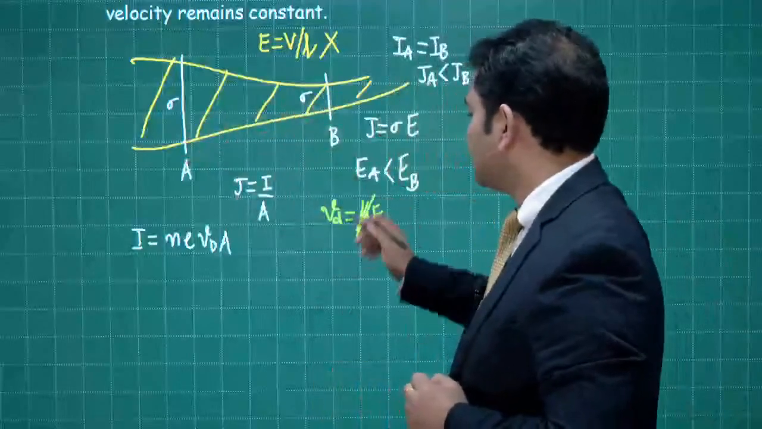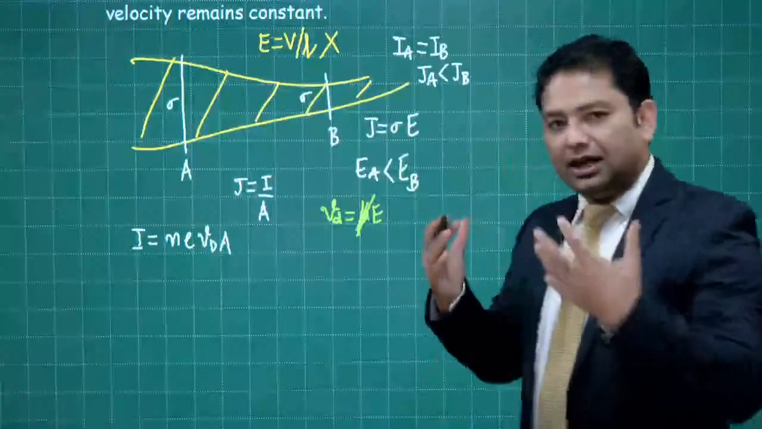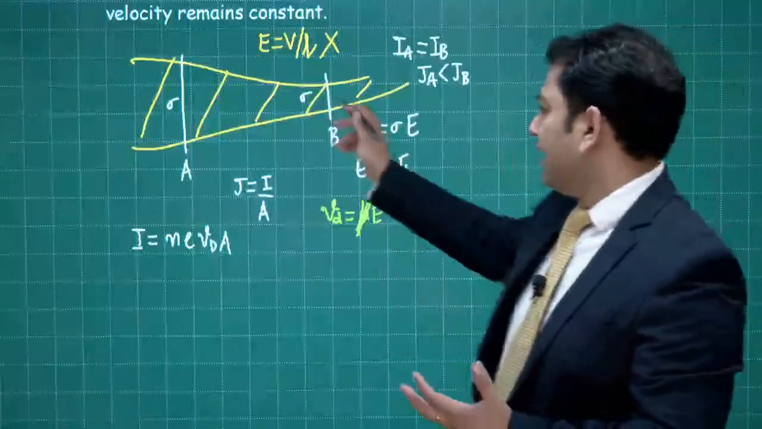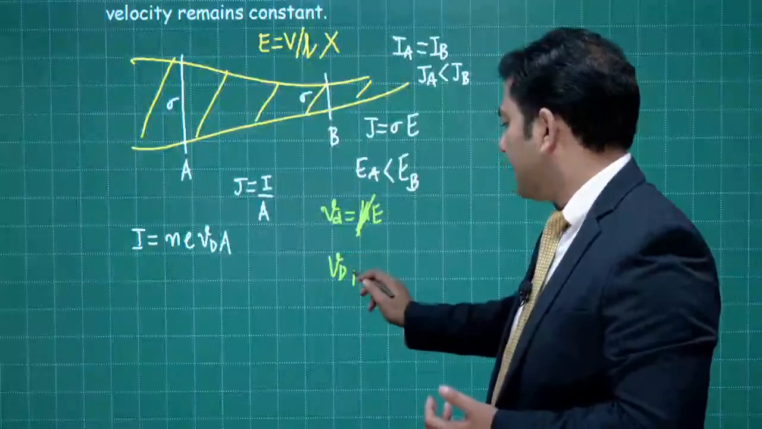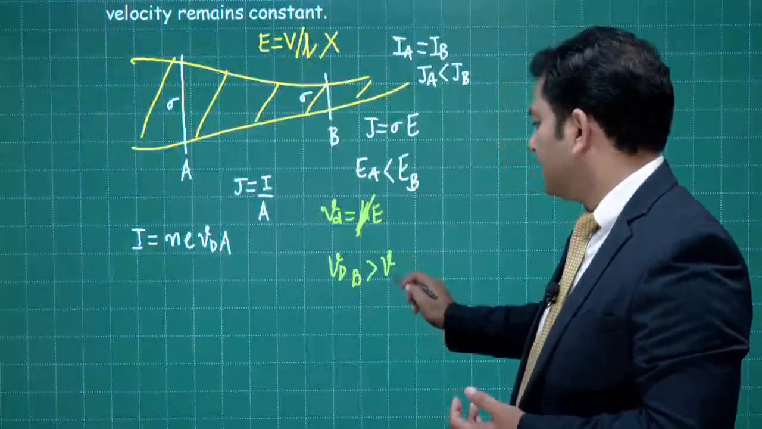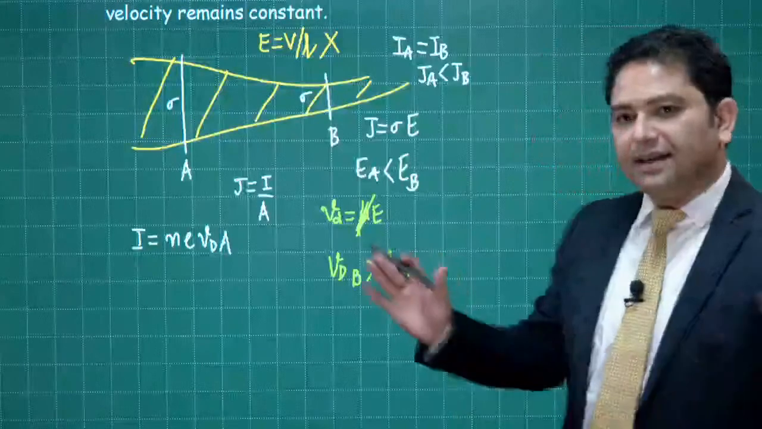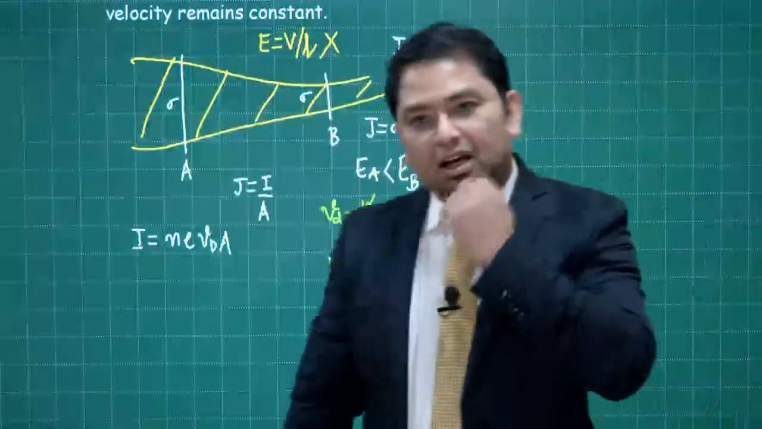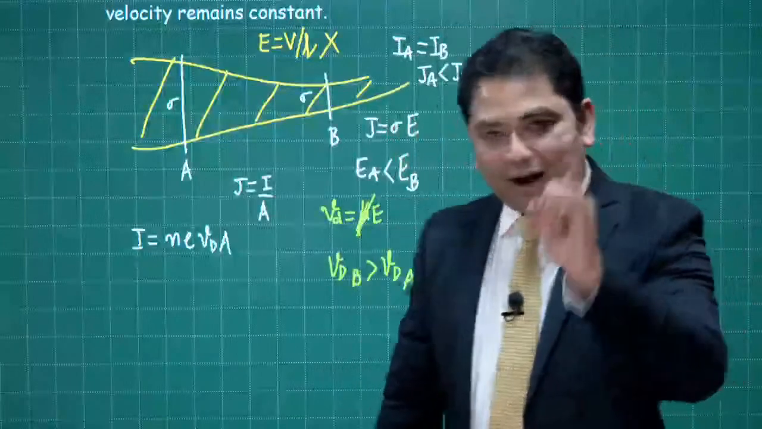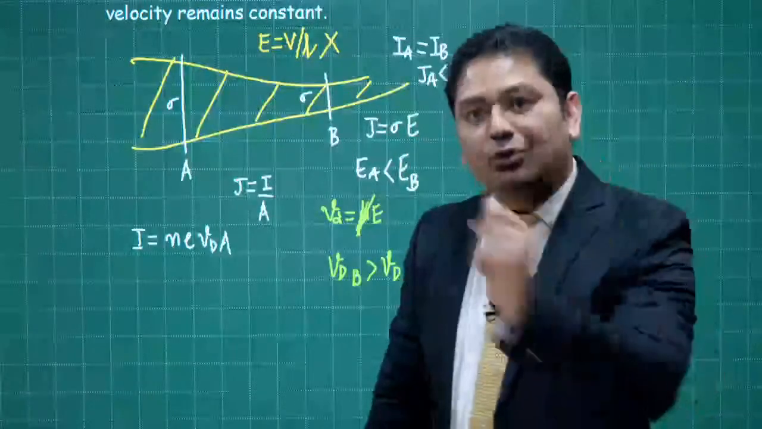So mobility is constant. So the electric field at B is greater. So we say drift velocity at B is greater than drift velocity at A. And that ends the story. All right. But now, let's try to see it another way.